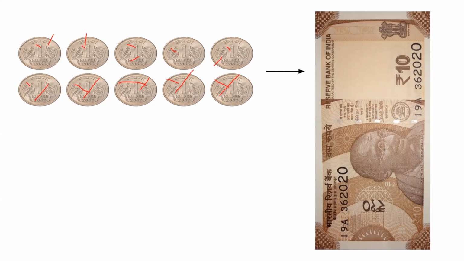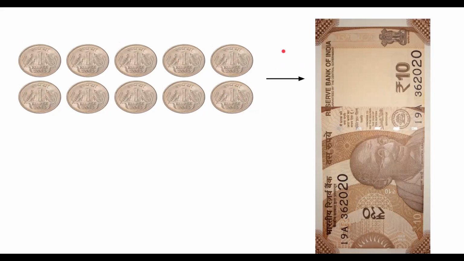So what did we learn? We learned that 10 coins of rupee 1 are the same as 1 note of rupees 10. Yani ki 10 sikke ek ke ek 10 ke note ke barabar hai. So hum 10 sikke bhi use kar sakte hain ek ke ya hum ek note use kar sakte hain 10 ka. So we can use 1 note of rupees 10 or we can use 10 coins of rupees 1.